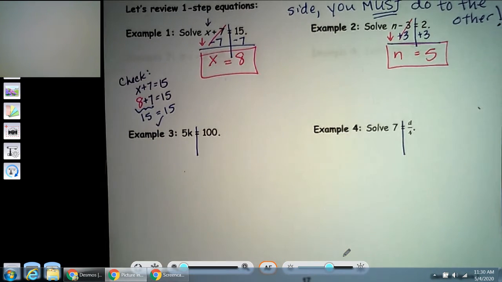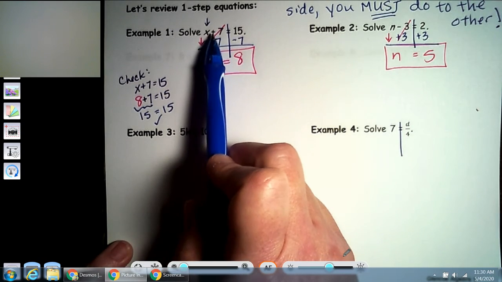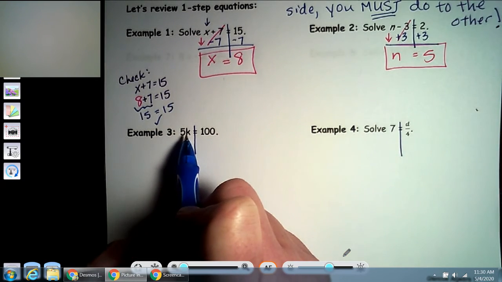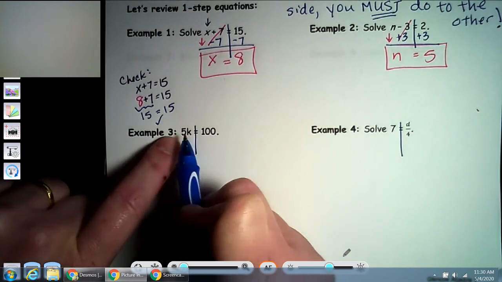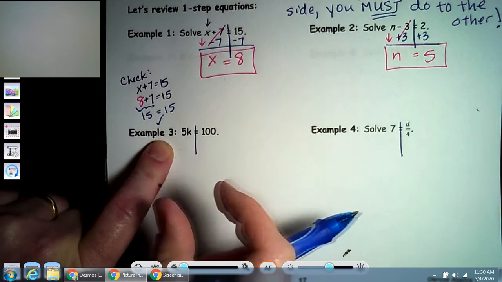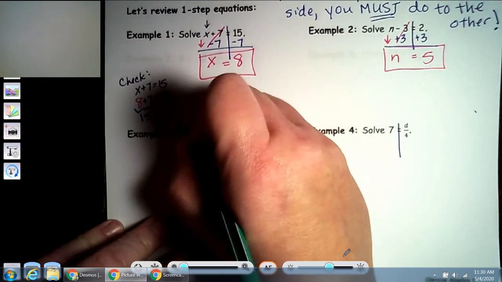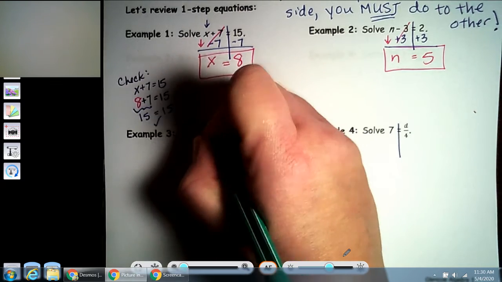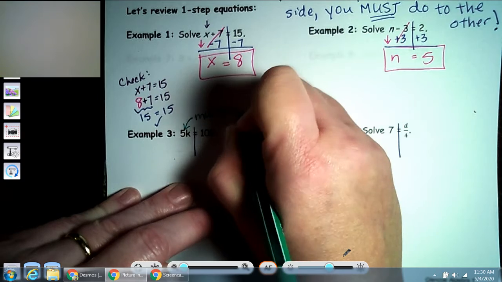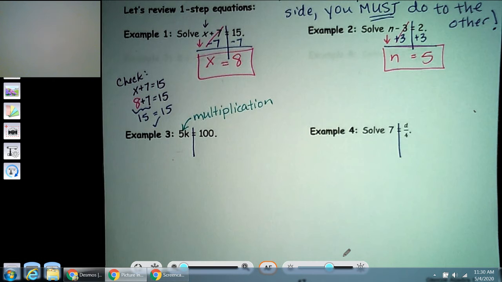5k equals 100. Now, this one can be a little bit tricky because here I saw the operation. It gave me a plus sign. It gave me a minus sign. It doesn't give us an operation symbol here. But what we know is that if I have a letter and a number, basically a coefficient and a variable stuck together like that without an operation symbol, this is always, excuse me, multiplication. Okay, so this is 5 times k.